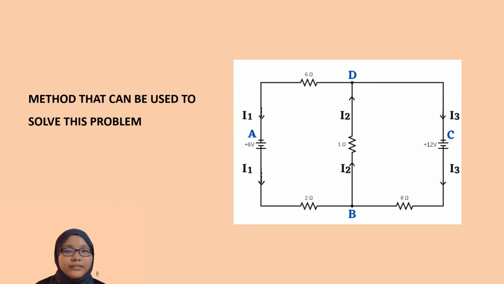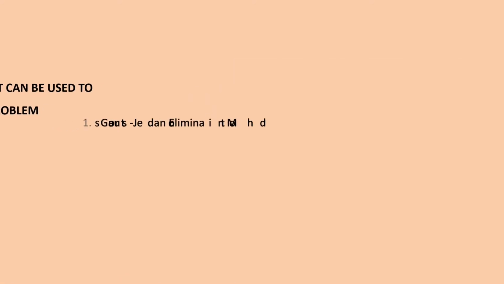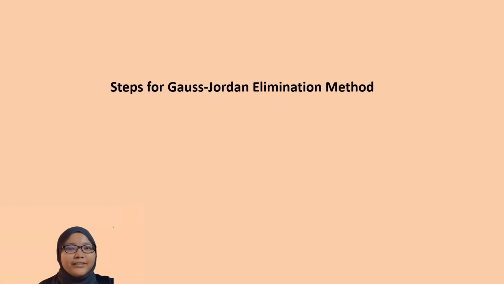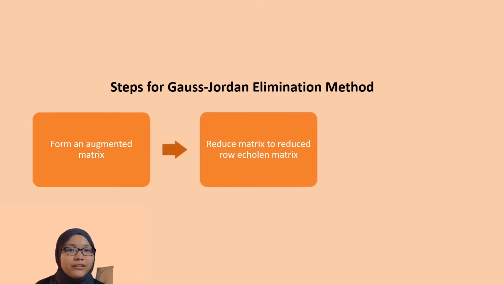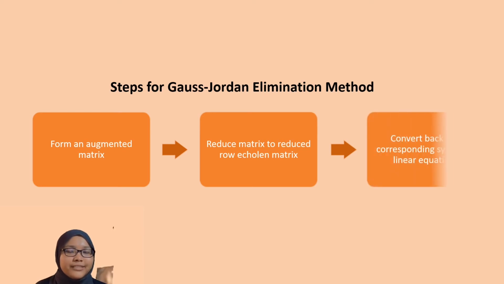To solve this system of linear equations, we can use the Gauss-Jordan elimination method. Next are the steps for calculating using the Gauss-Jordan elimination method. Basically, there are 3 steps you have to follow. The first one is, from the system of linear equations, you form an augmented matrix. From the augmented matrix, you reduce it into a reduced row echelon matrix using elementary row operations. And finally, convert back to a corresponding system of linear equations.